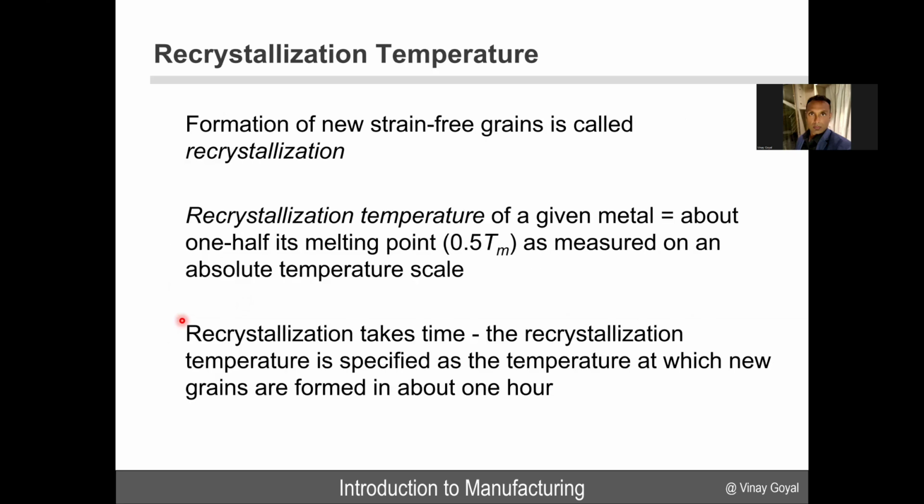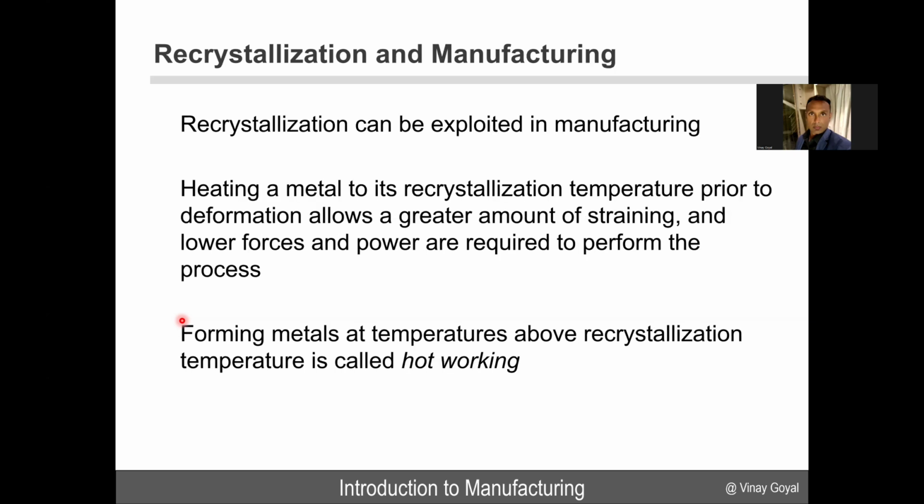The formation of new strain-free grains is called recrystallization. And the recrystallization temperature of a given metal tends to be about 1/2 of its melting point, or 0.5 T_M, and is measured on the absolute temperature scale, like Kelvin, for example. Recrystallization takes time. The recrystallization temperature is specified as the temperature at which new grains are formed in about 1 hour. So that's very important for manufacturing. You can exploit this property in manufacturing.